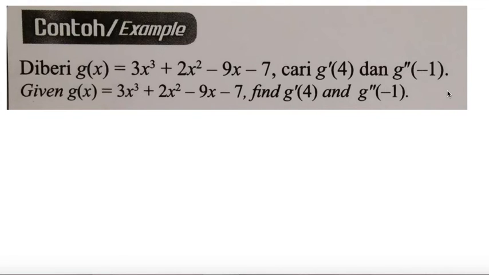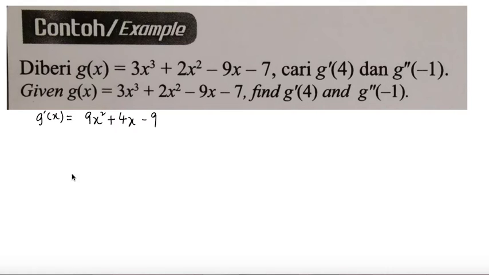Same as our example 12, we do it again. So g function. And now we want to find the first derivative. We see 1 prime, so it's the first derivative. Second prime, second derivative. So now do g prime, meaning first derivative, 9x squared plus 4x minus 9. Later we substitute the 4 inside, we get the answer.